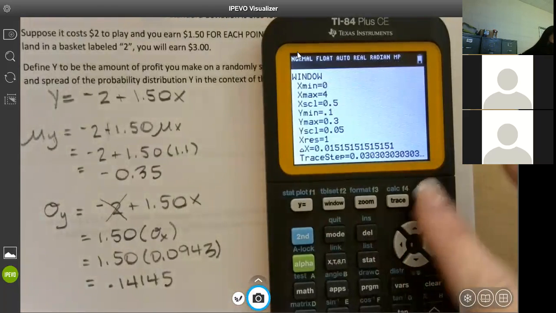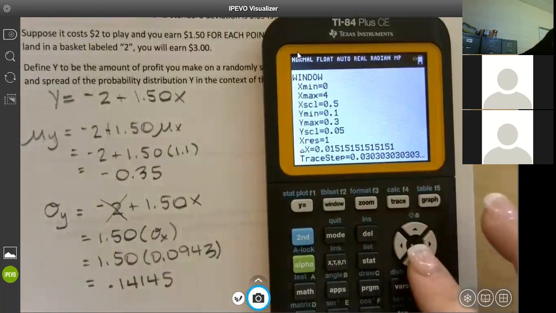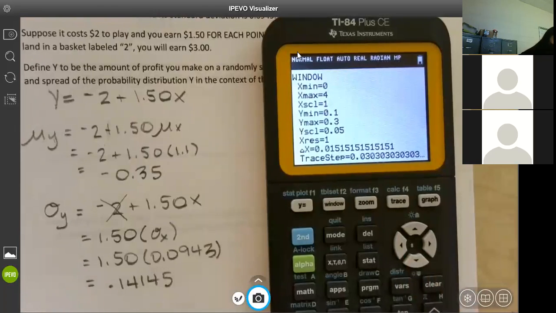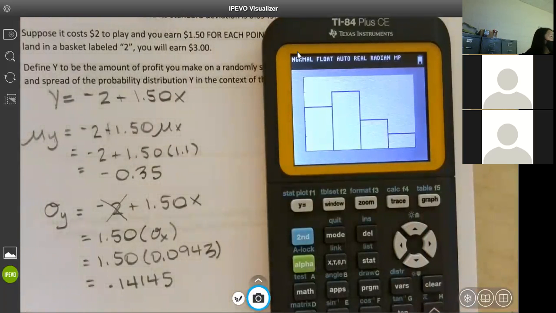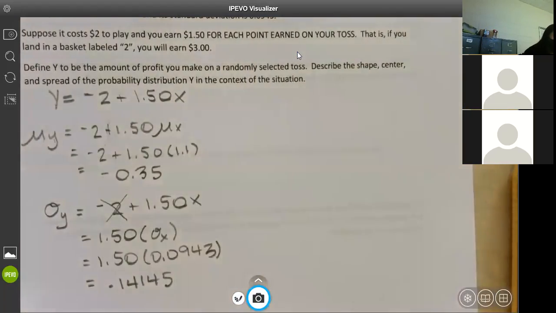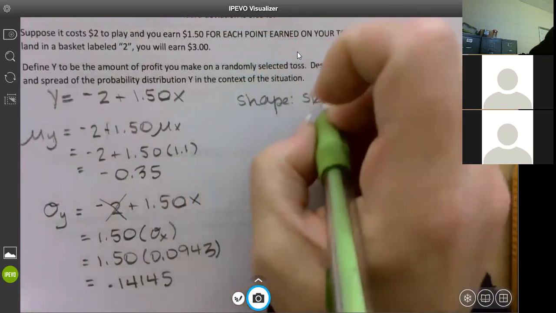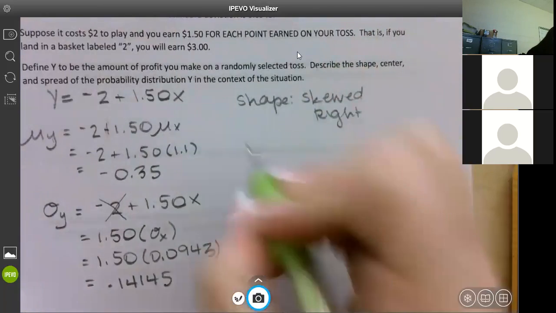So it doesn't matter. So I changed this. Oh, sorry. My X min is 0. My X max is 4. I went 1 above. My X scale should be 1. My Y min is 0. My Y max, I'm going to put as 0.5 and go by 0.1. Let's see what happens. So you can see, what is this one? What's the shape? So your shape is skewed right.